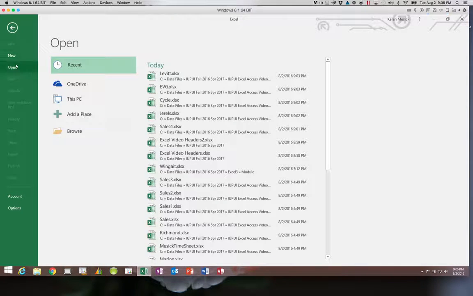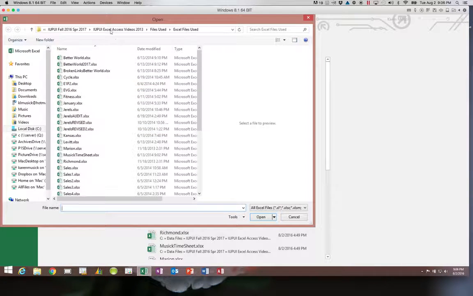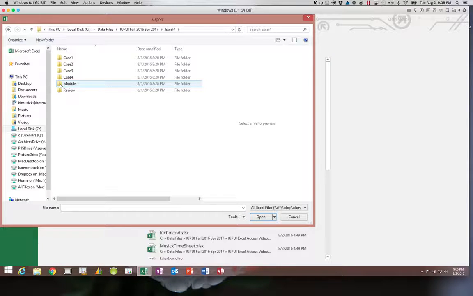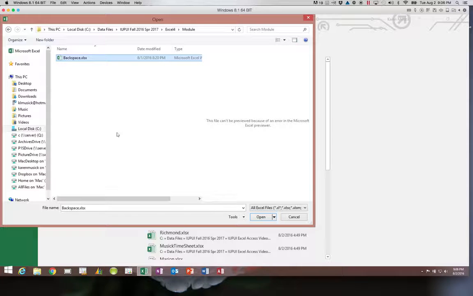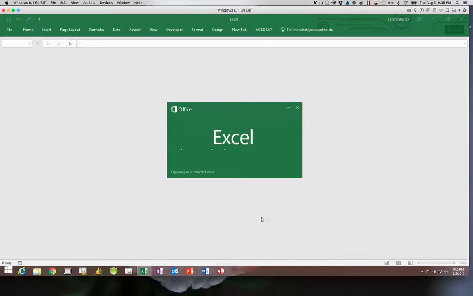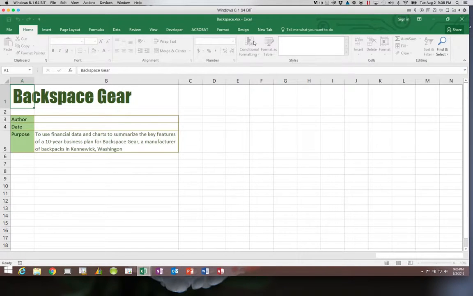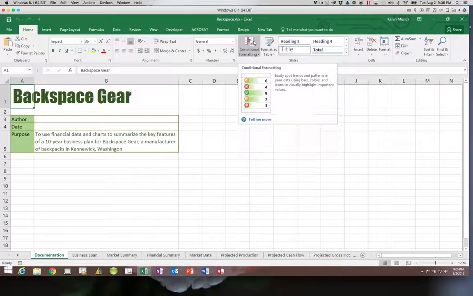I'm going to go to File, Open, and then you're going to Browse, and we're going to go to the files that you downloaded from the Q drive. Go ahead and go into Excel 4 and the module and choose the file. Now, if you have to enable the editing, that is a safety procedure. I downloaded mine from the internet, and so it does require me to enable editing.